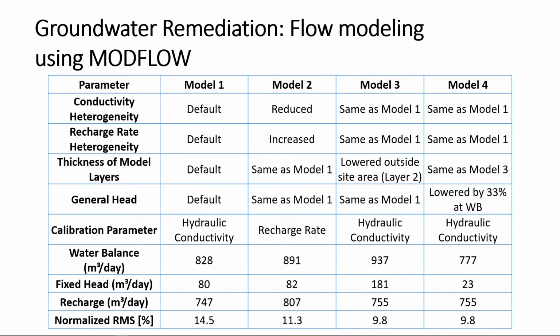So model calibration is, I get some data from the field, let's say hydraulic head, and my model is simulating hydraulic head, and I want these two to match. So how can I make these two match? I keep playing with the model parameters until I get a good fit between what I am observing in the field, my state variable, which is hydraulic head, and what my model is simulating.